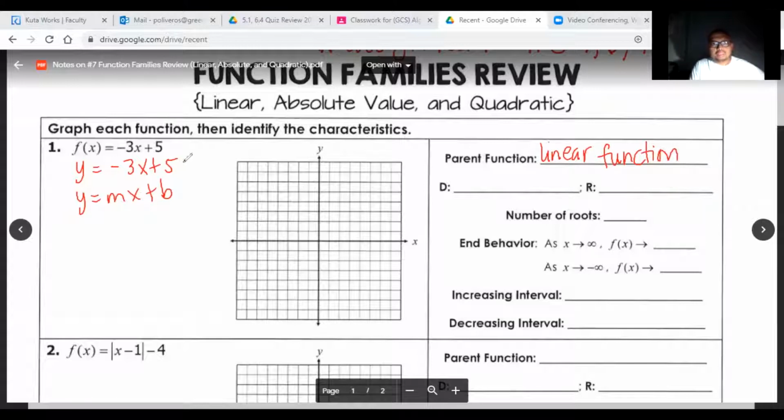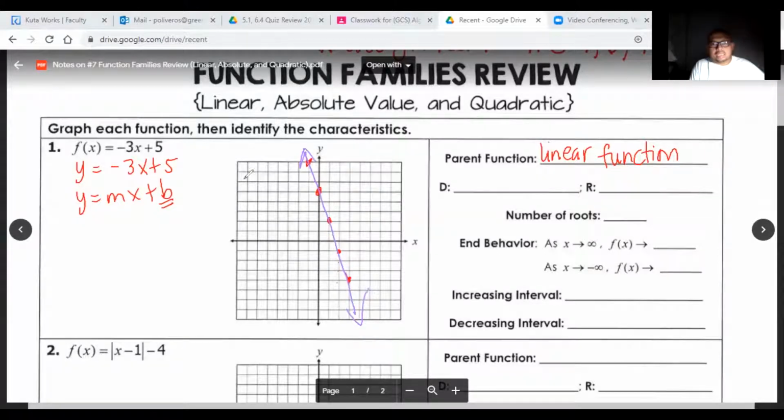How do we graph this one here? The y-intercept there is 5, so 1, 2, 3, 4, 5. This is the y-intercept. The slope is negative 3 over 1, so down 3, over 1. Or you can go up by 3, left 1. If you connect them, your line will be something like this.